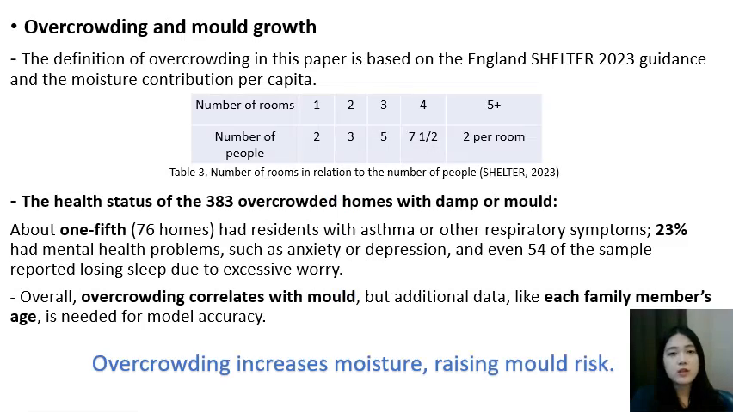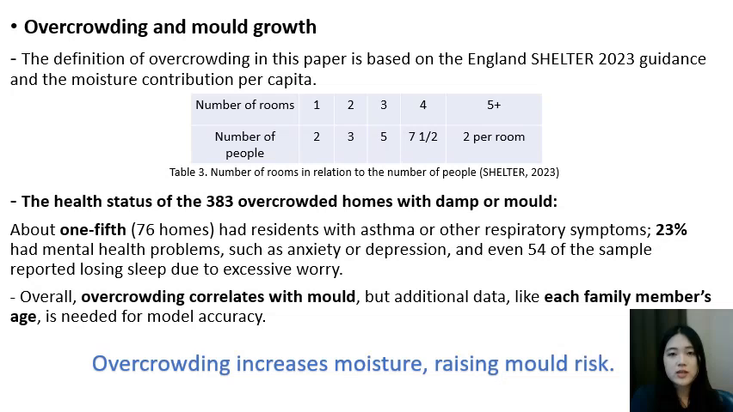Overcrowding was an important factor in the analysis. The definition of overcrowding in this study follows the England Shelter 2023 guidelines, with adjustments made to account for moisture contributions per person. There are some key findings on overcrowding and mold. In the 383 overcrowded homes, about 1 in 5 have residents with asthma or other respiratory conditions. 23% of residents reported mental health problems such as anxiety and depression, and 54 households reported sleeping disturbance caused by overcrowding. Also, a correlation between overcrowding and mold was identified.